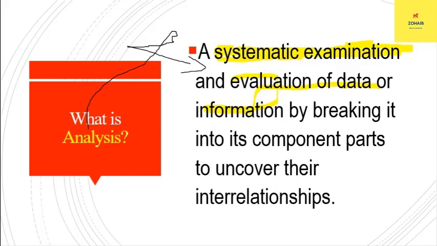So the component parts are important, and their interrelationships. So analysis is what? Analysis is systematic examination and evaluation of data or information by breaking it into its components to uncover their interrelationship. This is the goal. Follow my red line. This is the goal.